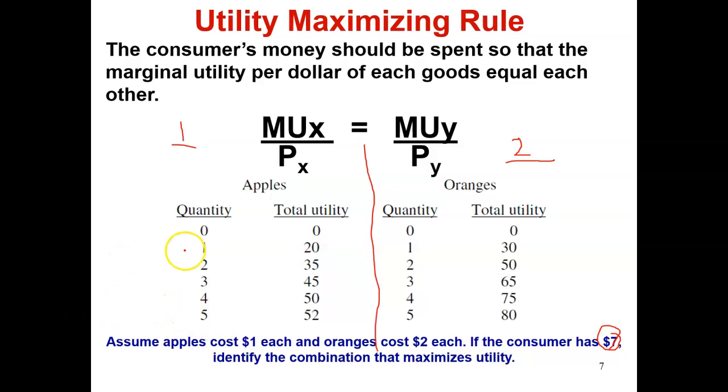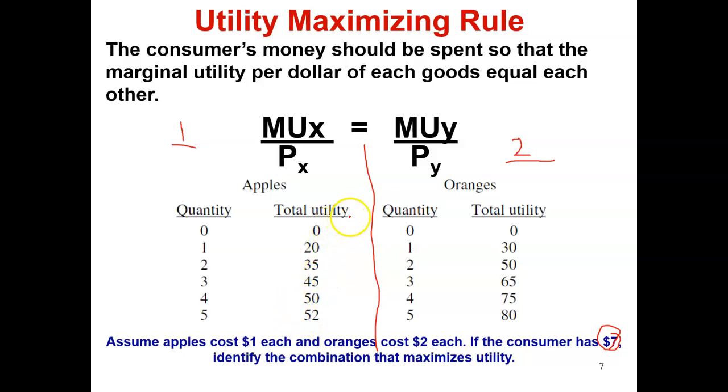So I can see some data here. I have the quantity of apples and I have the total utility. For the first apple, this person is getting 20 utils, kind of 20 happiness points. For 2 apples, a total of 35. For 3 apples, a total of 45, and so on.